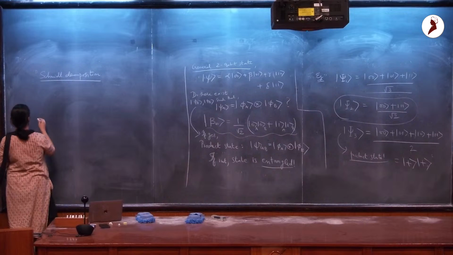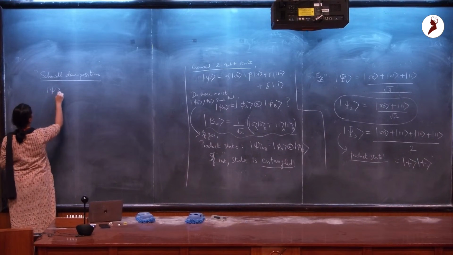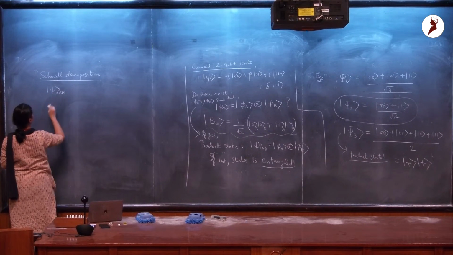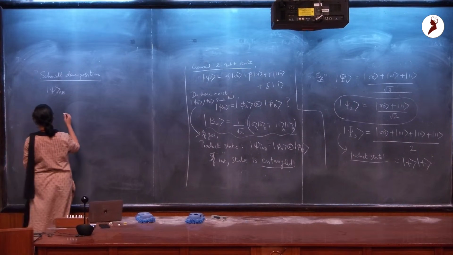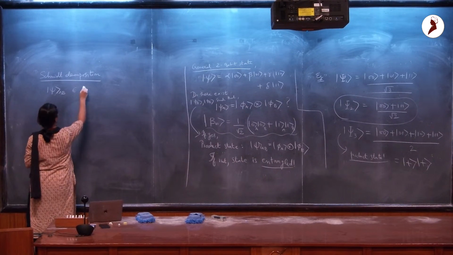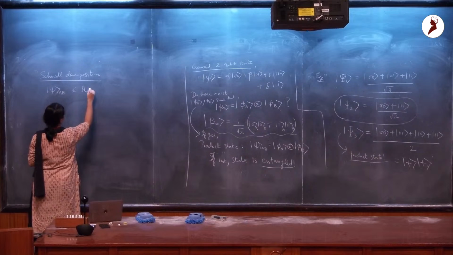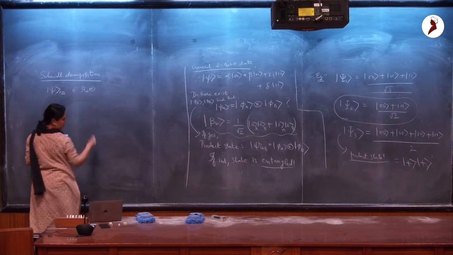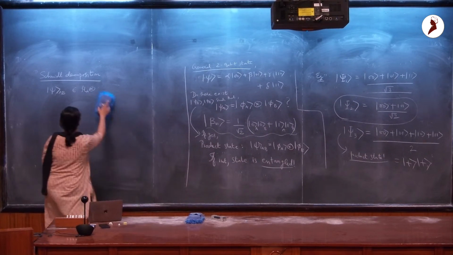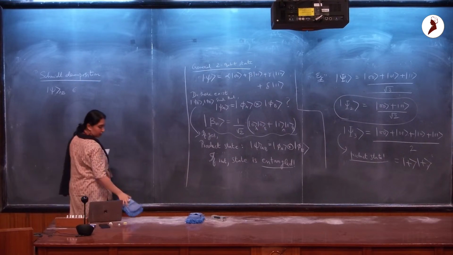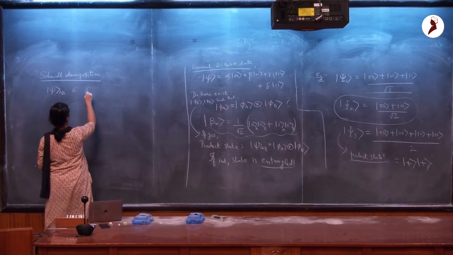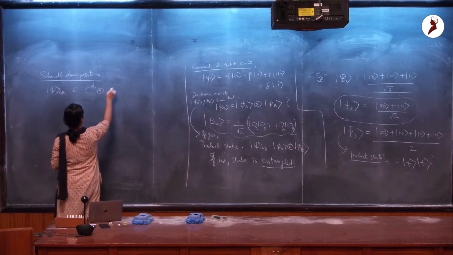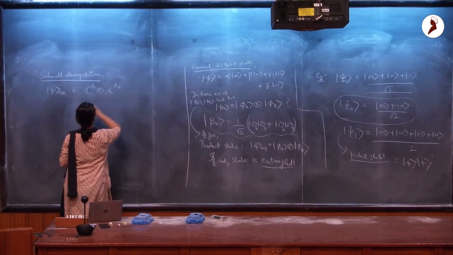So consider a pure bipartite state, psi AB, which belongs to, let me say that the first one is a D1 dimensional space and the second one is a D2 dimensional space. Okay, so let's write down the most general form of this.